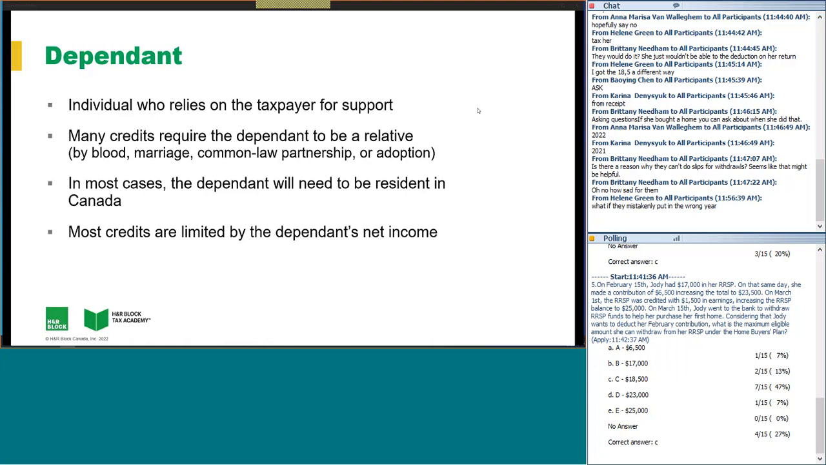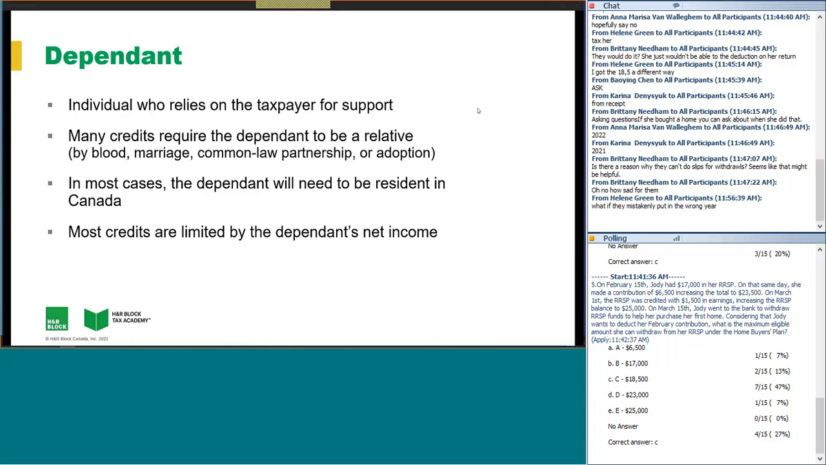Okay? So let's start with the big term, the idea of a dependent. People can claim dependents on their tax returns. This is a concept most people understand, even if they don't know much about tax returns. The definition of a dependent by the CRA is fluid, but generally speaking, a dependent is someone who relies on you, the taxpayer, for support. The definition of support can be a little interesting. We're going to talk about that.